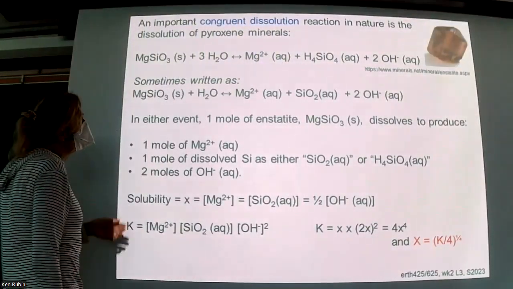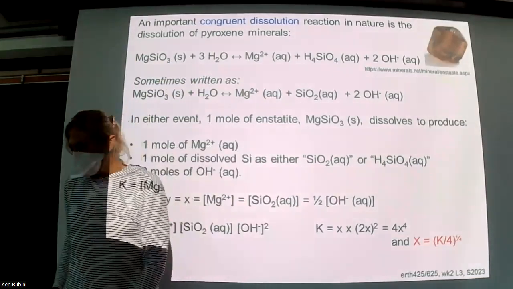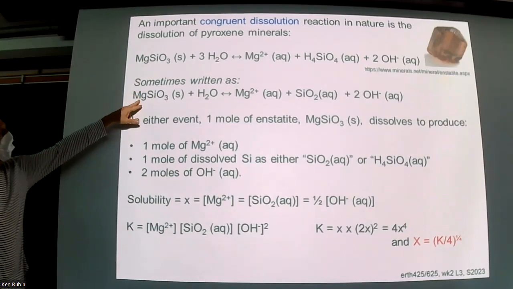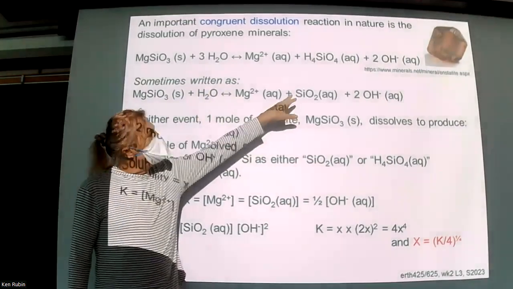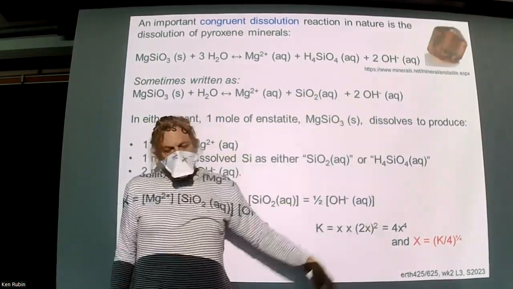This is a reaction I showed you a few months ago where enstatite reacts with water to make dissolved silica, sometimes called silicic acid, and hydroxide ions. You can also write this equation and it would be correct in this way, where magnesium silicate dissolves with water to make magnesium ions, again, aqueous dissolved silica. So these forms are a little bit different, and hydroxide ions.